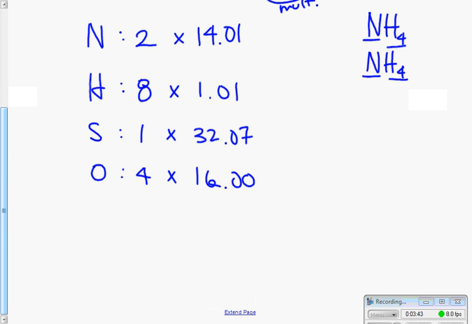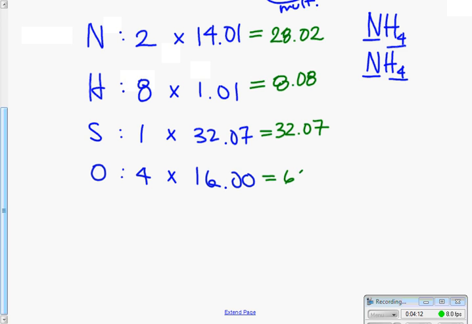So now with these, you're going to actually multiply them out. So you use your calculator if you need that for this. So I'm going to multiply 2 times 14.01, which will give me 28.02. For hydrogen, I'm going to multiply 8 times 1.01. So all of the hydrogen together is 8.08. Sulfur, okay, times 1 doesn't change it, so 32.07. And oxygen, 16 times 4 will give me 64.00.